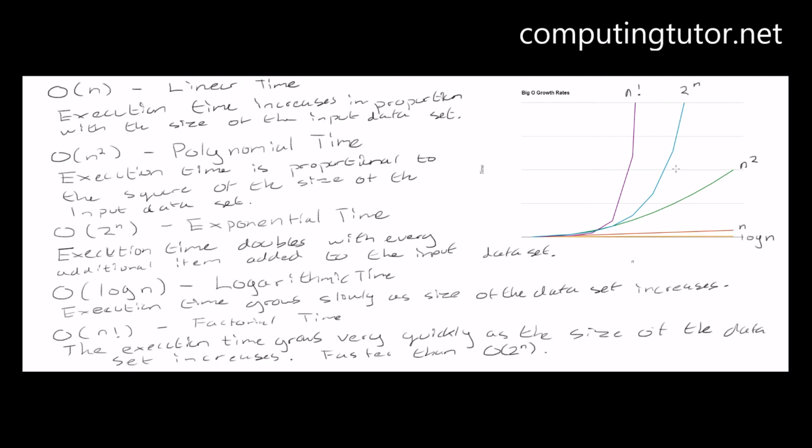Then we've got exponential time increasing the second most quickly. Then we've got polynomial time increasing the third most quickly. And then we've got linear time and logarithmic time increasing the least quickly. And I haven't put constant time on there for obvious reasons, because the time a constant time algorithm takes to execute is just going to remain the same.